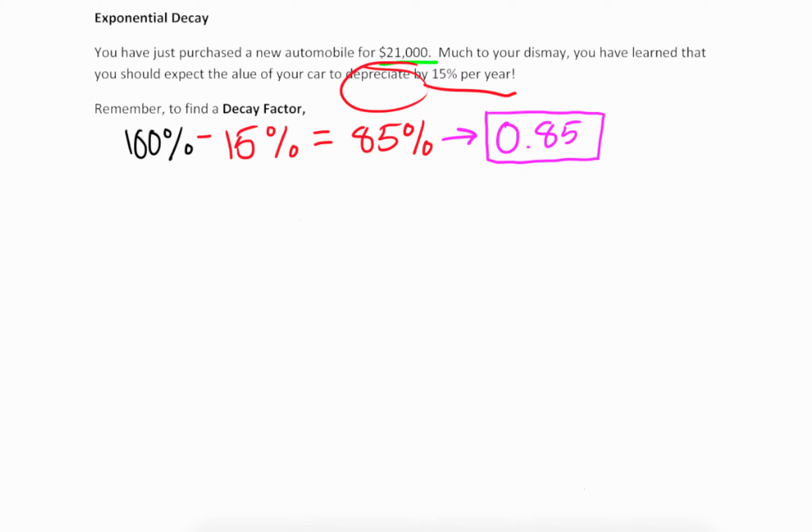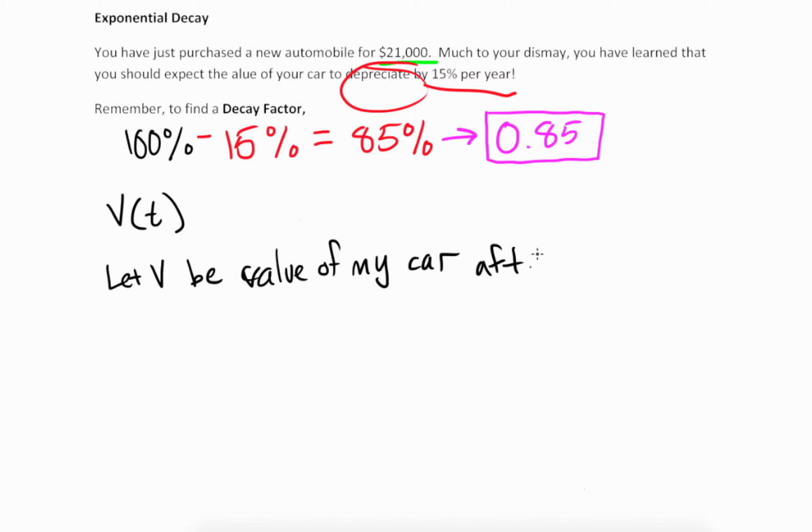Now I'm going to set up a function for the value of my car after t years. I'm going to say let v be the value of my car after t years.